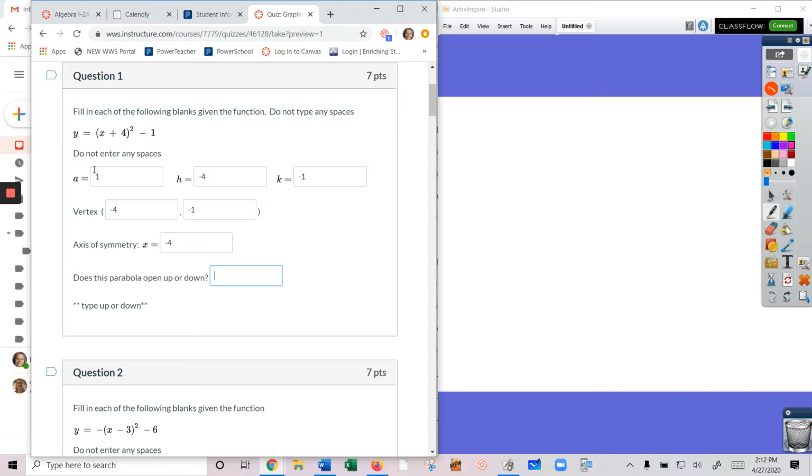And then our A value determines if this opens up or down. If it's positive, it opens up. We'll put an up since A is +1. If it were to be a negative, we would put down.